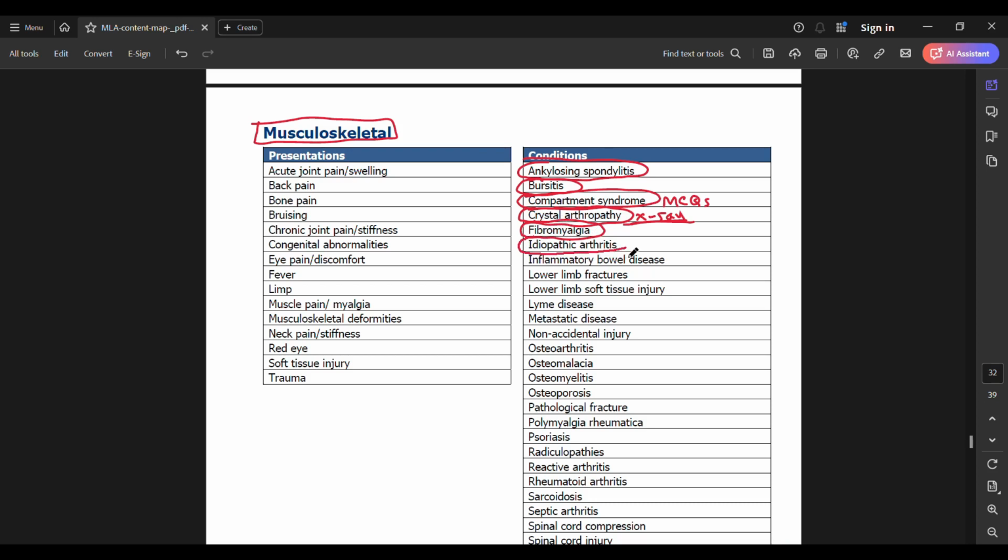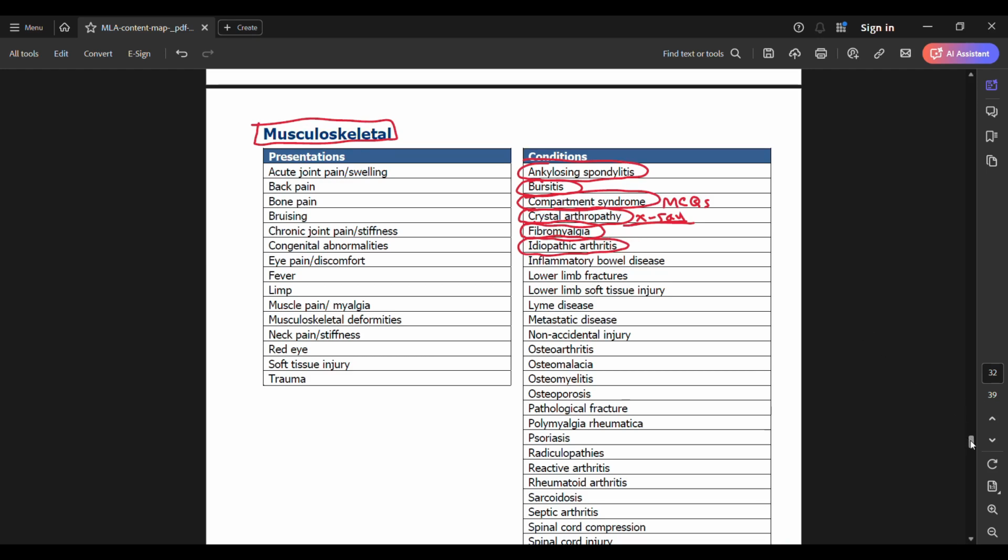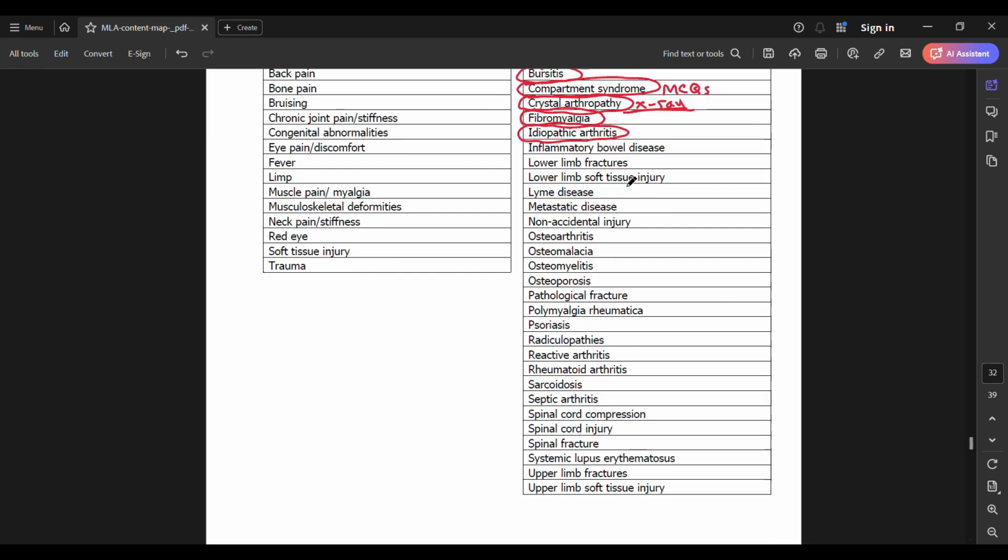Next, you have idiopathic arthritis. Really, any kind of arthritis could show up. So do all the different arthritis conditions well. Know what the patient could show up with, what kind of complaints the patient is going to have, and how you're going to manage the patient, what kind of painkillers you're going to give the patient, okay?